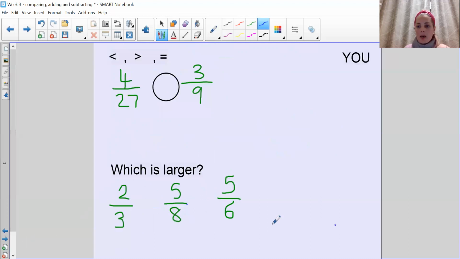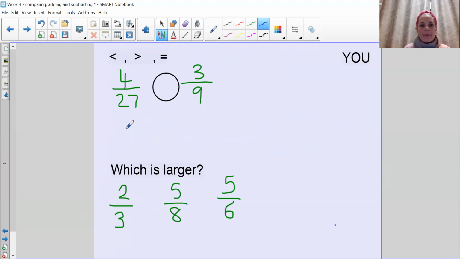Okay. Right, see if you can do these on your own now. So pause the video. Remember, are the bottom numbers the same? No, they're not. Look at the bigger number. Decide if the other number can go into that, and that becomes your common denominator. And then make equivalent fractions. So pause the video and have a go with those now.